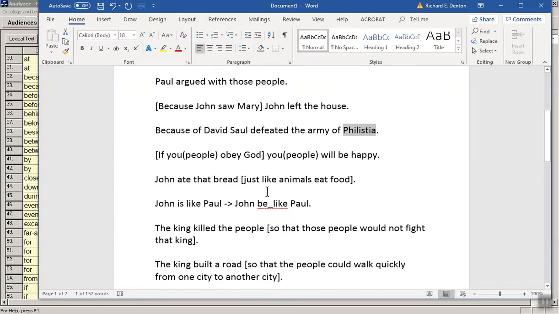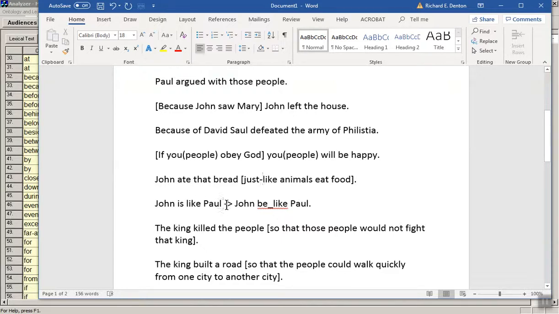Another event relation is just like. Actually, it's probably okay to write it the way I did, but I usually write it just hyphen like. John ate that bread just like animals eat food. Now we can also say that something is like something. In the phase 1 semantic representations, we can say John is like Paul. But we don't have a relation like.